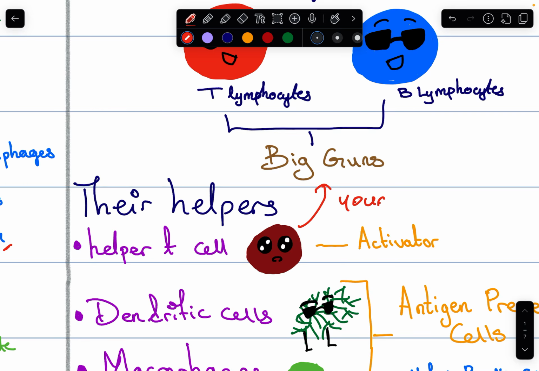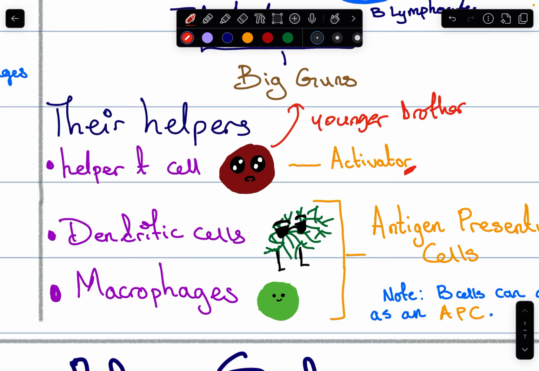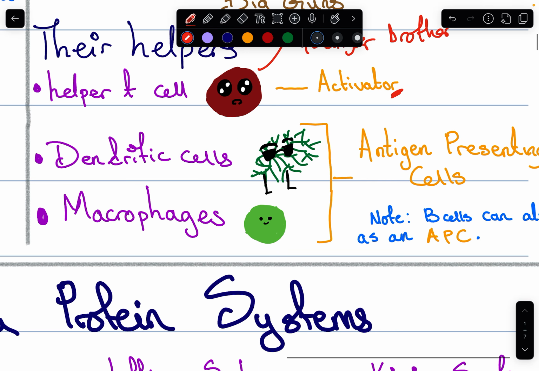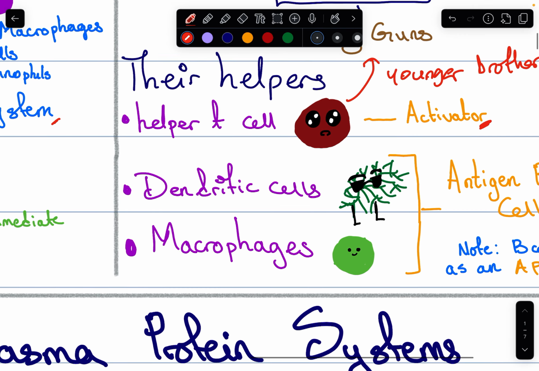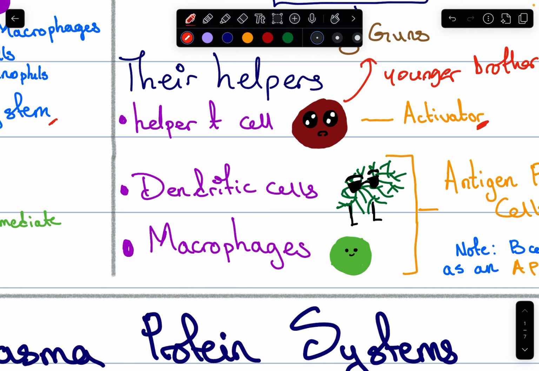You'll see why I say all this, because I feel like it's easier for me to humanize these things, even though they're just cells. I like to think of helper T cells as the younger brother to the B and T lymphocytes, because it's the activator. I'll explain this later. And then we have dendritic cells and macrophages. There's a whole process that goes into dendrites and stuff, but you don't need to know that for patho. So just remember dendritic cells and macrophages.